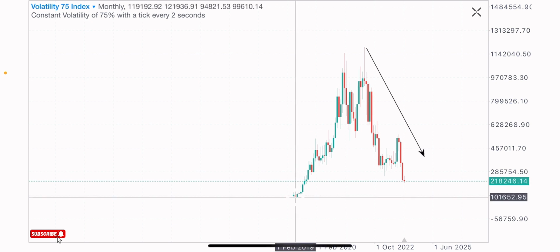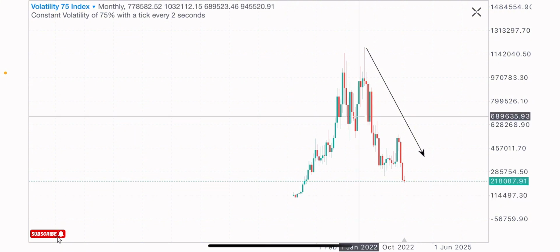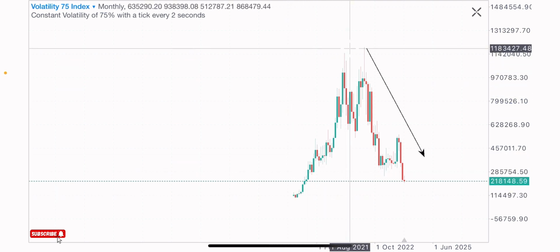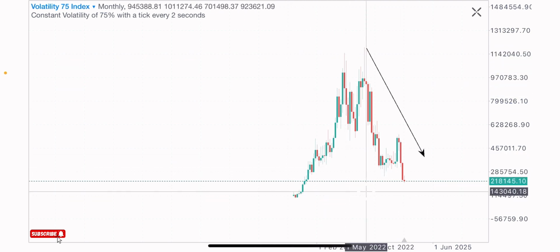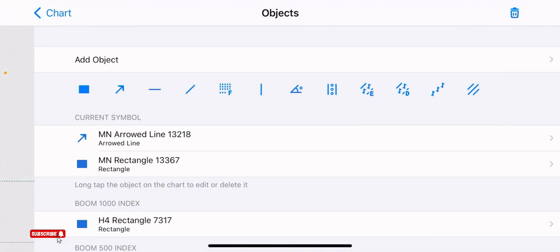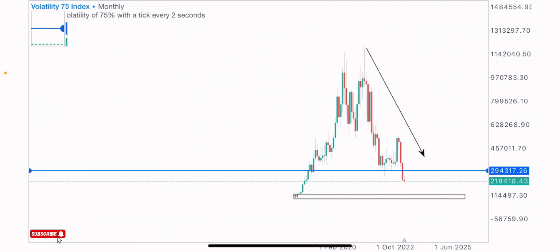This index started from this price value that was about 10,000, and it rose to 1 million, from 10,000 price value to 1 million price value, and it's currently at 218,000. We've seen how massively this index has declined. So this index is trying to approach its lowest value. Is this index trying to get to its lowest value? That's what you can't really tell on Volatility 75 index, but we'll still be analyzing this index and predicting its next move.